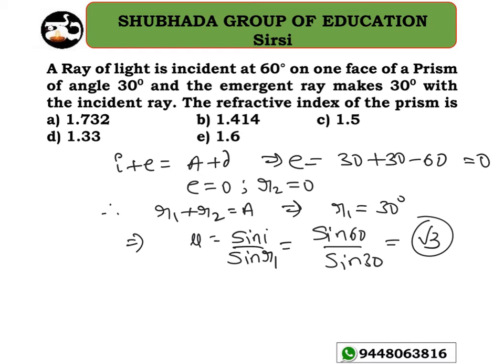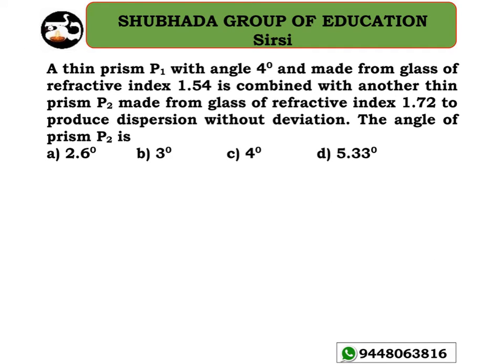Okay, so let me go to the next problem now. It says that a thin prism P1 with an angle of 4 degree and made from glass of refractive index 1.54 is combined with another thin prism P2 made from glass of refractive index 1.72 to produce dispersion without deviation. The angle of the prism P2 is? As we have studied, dispersion without deviation is a condition.